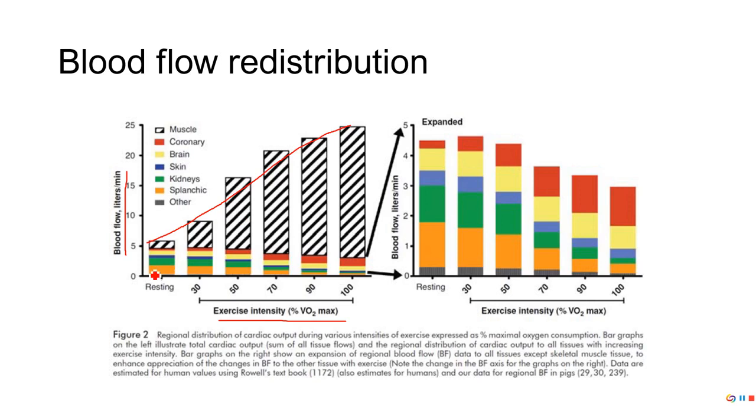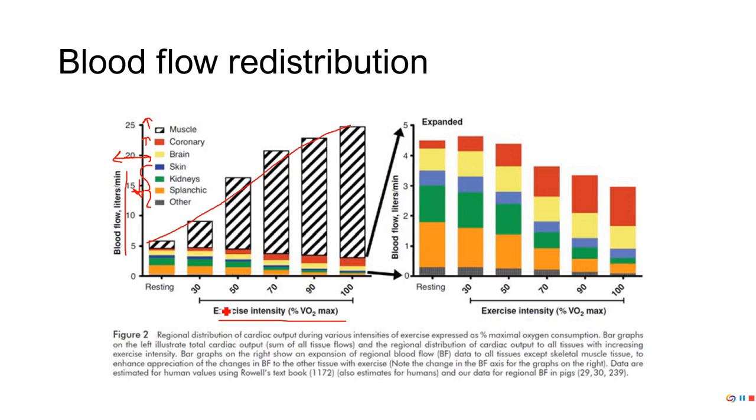So we've got splanchnic, think intestines, we've got kidneys, we've got skin, we've got the brain. These first 3, kidneys, skin, and splanchnic, I'm going to give them a negative, meaning blood flow goes down. Actually, I'm going to draw an arrow that goes down. So there we go. The brain stays relatively constant, but then notice what happens to the coronary vessels. They increase blood flow, and then muscles really increase blood flow.